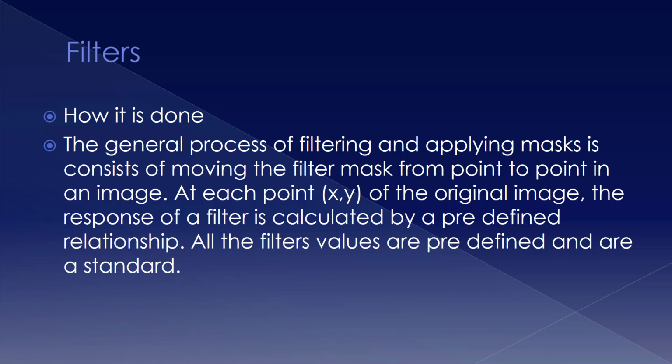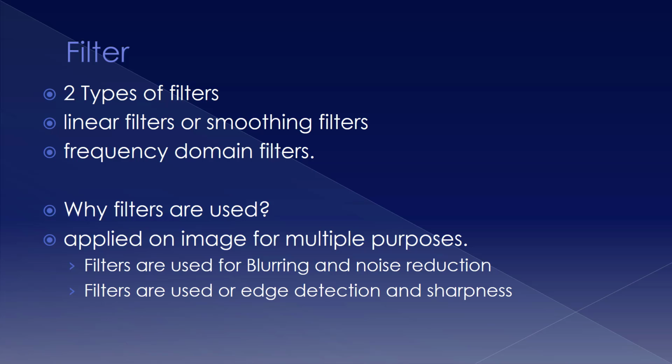How is it done? The general process involves moving the filter mask from point to point in the image, and at each point or pixel with an XY location value of the original image, the response of a filter is calculated by a predetermined relationship. All the filter values are predefined and are a standard. There are 2 types of filters, linear filters or smoothing filters, and frequency domain filters.